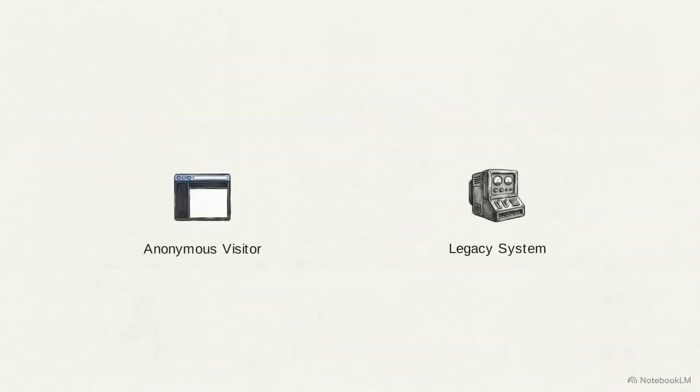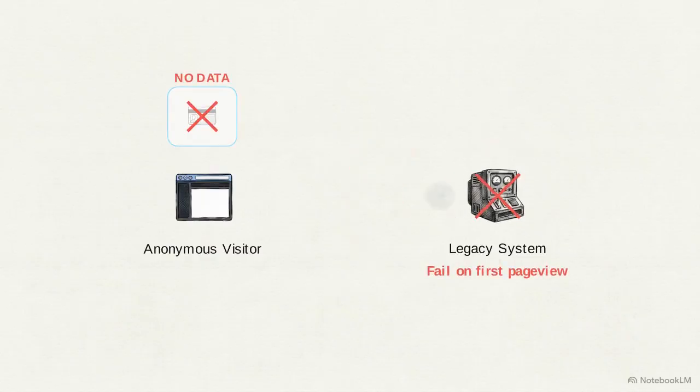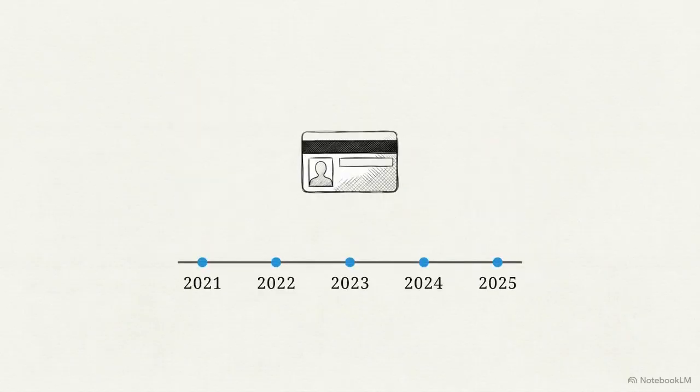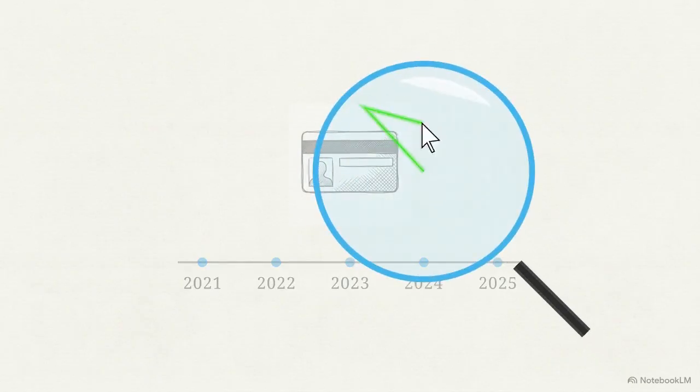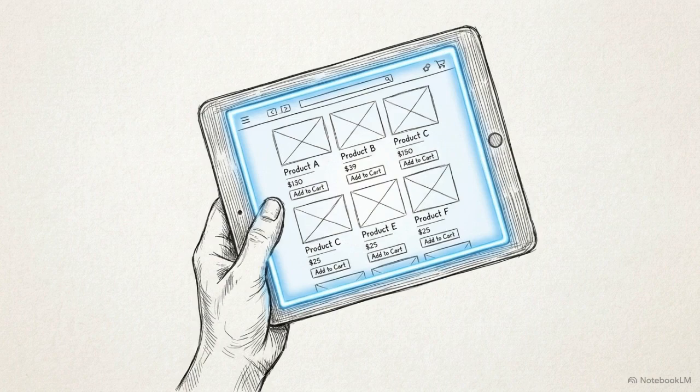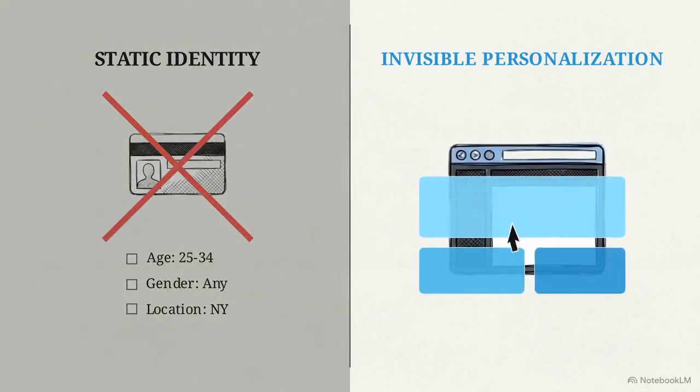When an anonymous user arrives, legacy personalization systems have no data to process and fail on the first page view. The new competitive edge requires a shift toward analyzing immediate user actions rather than relying on historical identity mapping. Modern personalization has moved from explicit targeting toward invisible, real-time friction reduction.